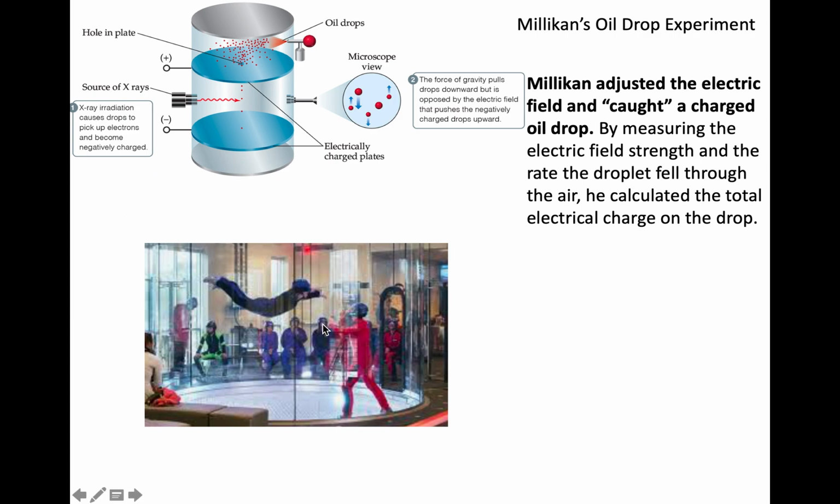So here's someone who's practicing skydiving inside, right? Gravity is pulling the person downward, and there's a stream of air that's balanced, causing the person to be suspended. So we have two different forces involved in this case, gravity pulling them downward and the air pushing them up. This balancing of different forces, that's what Millikan's going to use. So in this case, you might be able to suspend someone.